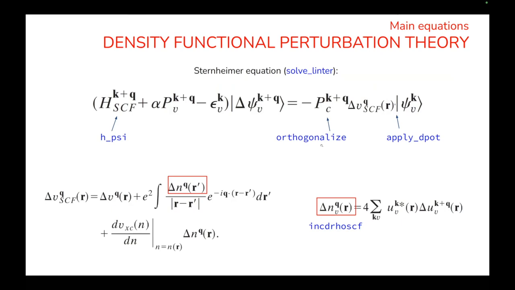And then we have delta V_SCF. This is the response SCF potential at q point. And finally, all this is applied to psi_vk, which is the ground state wave function. This application of the response potential delta V_SCF to psi is done by the routine apply_dpot. Apply d means variation of the potential, delta V, if you want. So this is the Sternheimer equation.